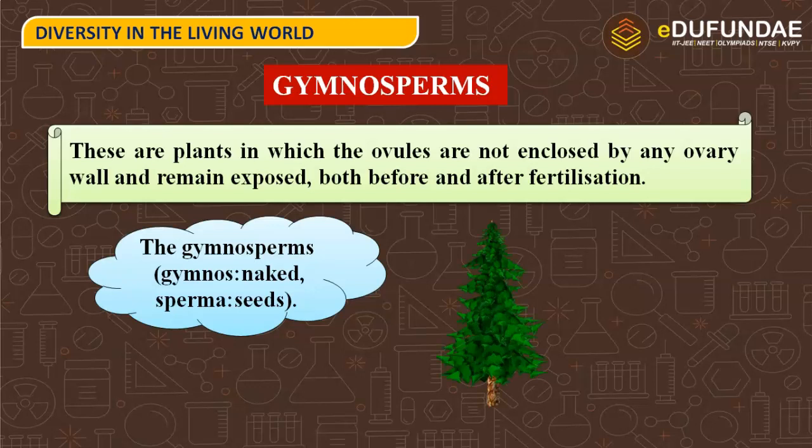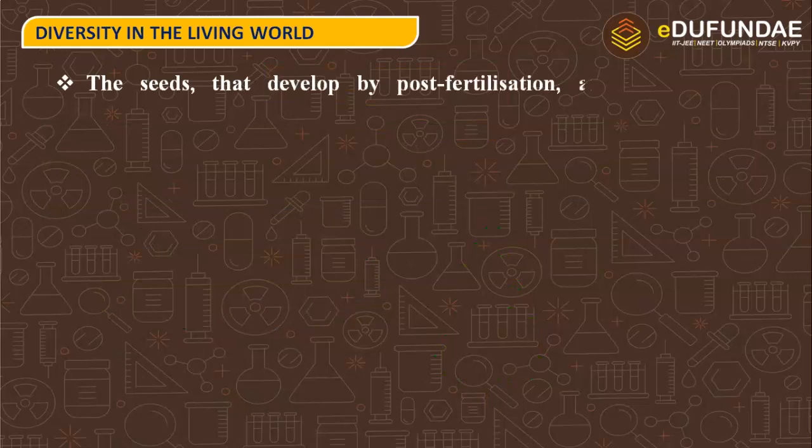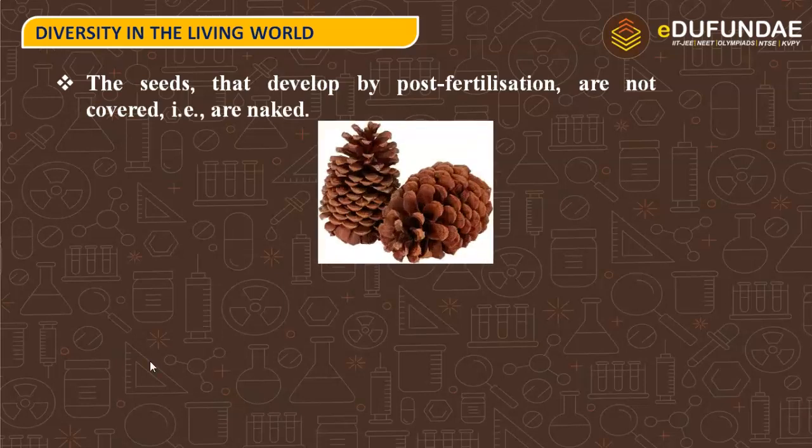So this is a structure of how a gymnosperm looks like. The seeds that develop post-fertilization are not covered, that is they are naked. So this is the structure, what it looks like.